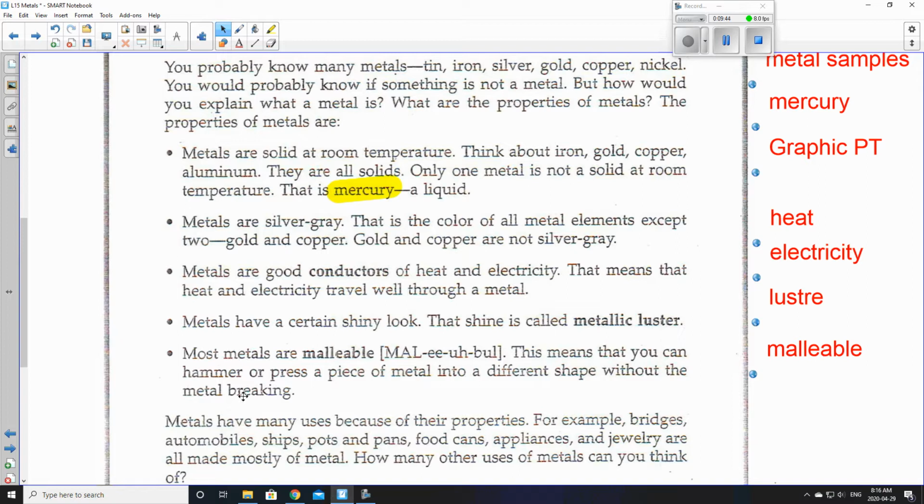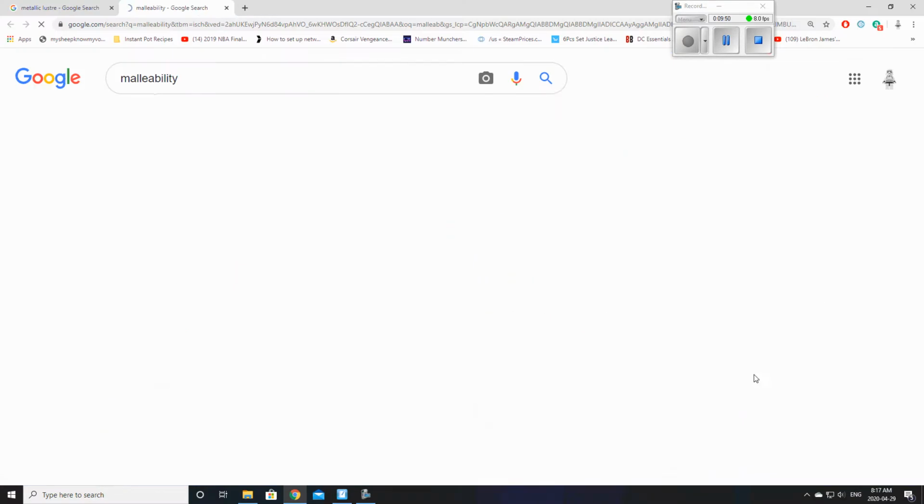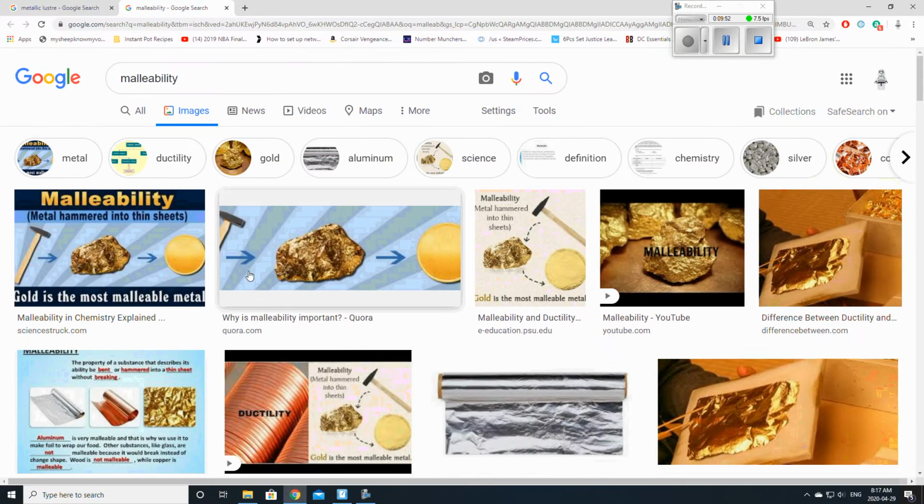Most metals are malleable. This means that you can hammer or press a piece of metal into a different shape without the metal breaking. This is an example of malleability.